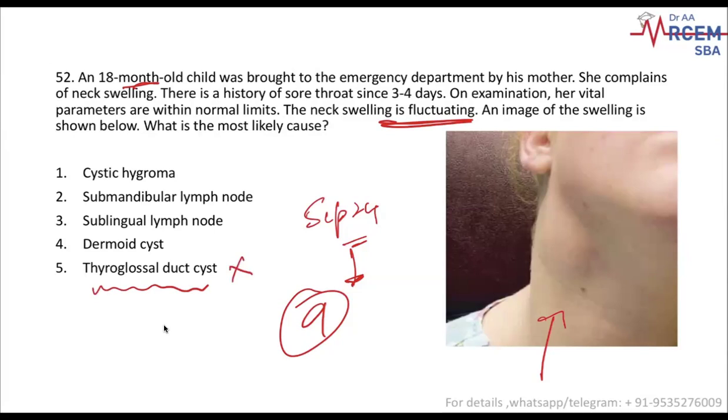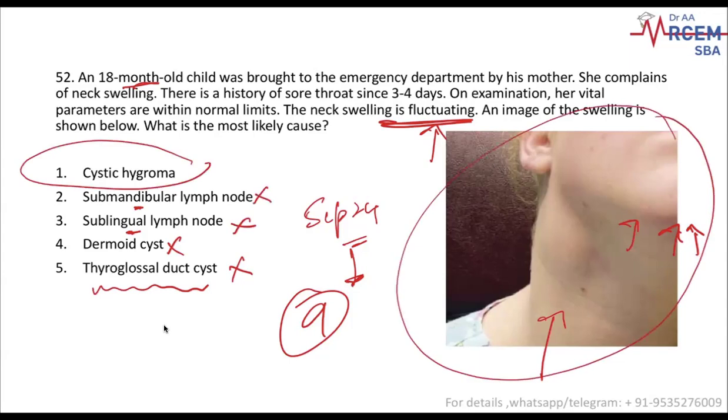Dermoid cyst: the consistency of a dermoid cyst is soft to hard, not fluctuating, not a fluid kind of consistency. You can rule it out. Sublingual or submandibular lymph nodes are usually found in this region, and usually a history of fever will be there. That's why these lymph nodes are enlarged. No fever, no infection, no inflammation, then you can rule it out. It is a cystic hygroma. The same image appeared in the last exam, September 24. So be aware, it is a cystic hygroma.